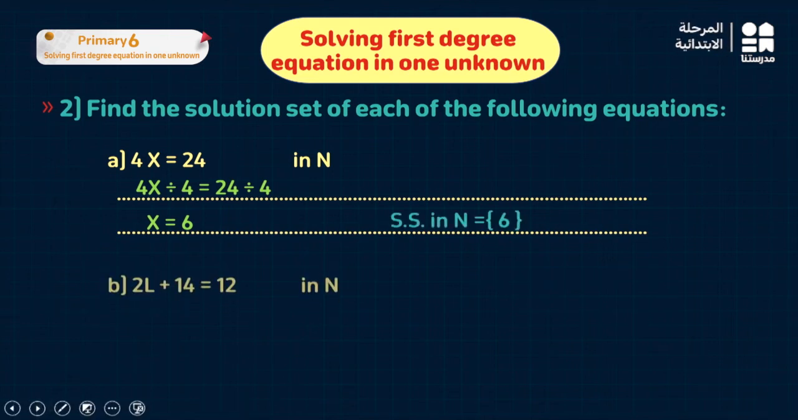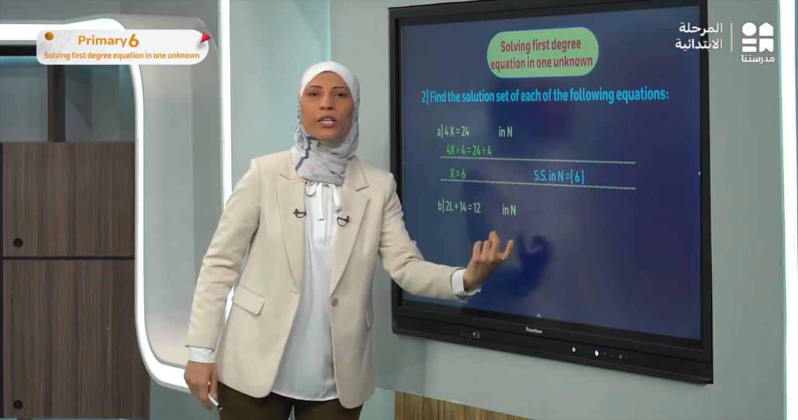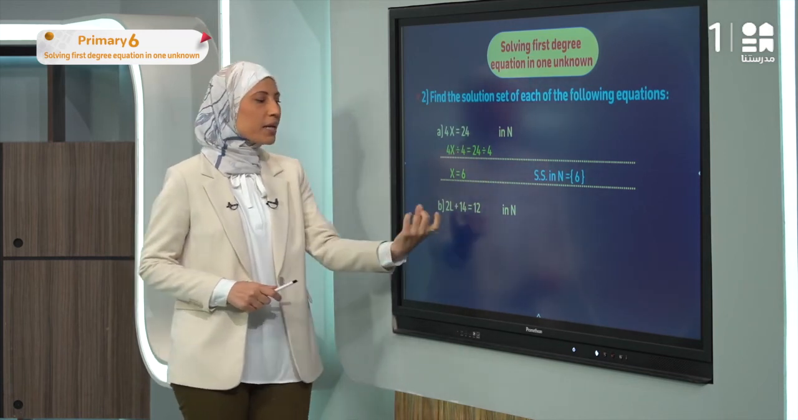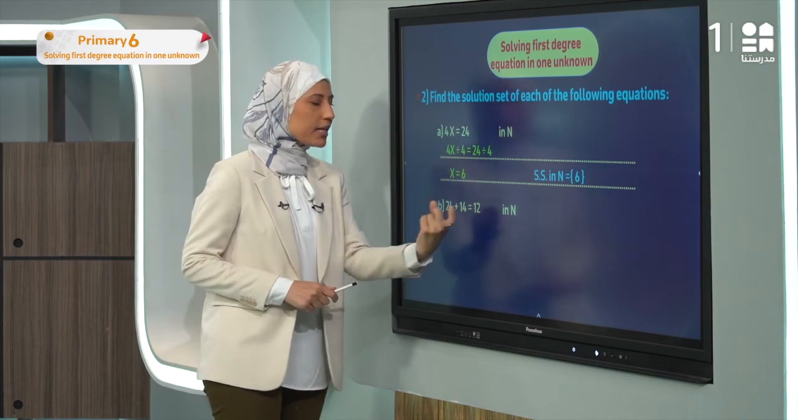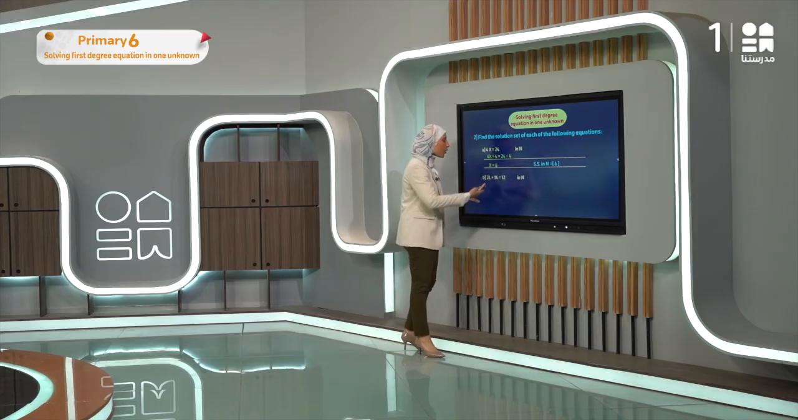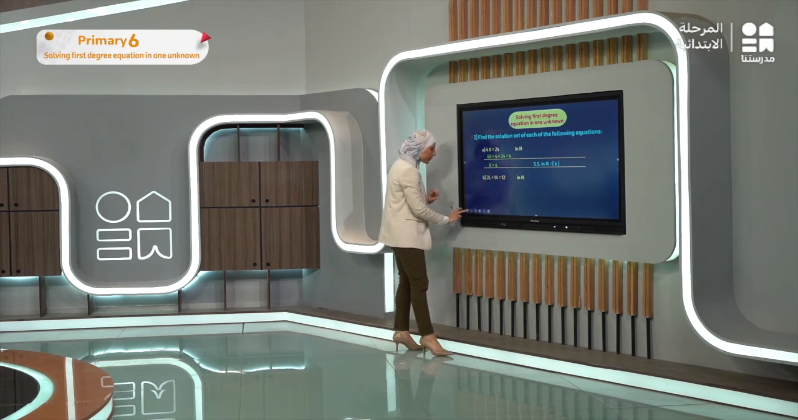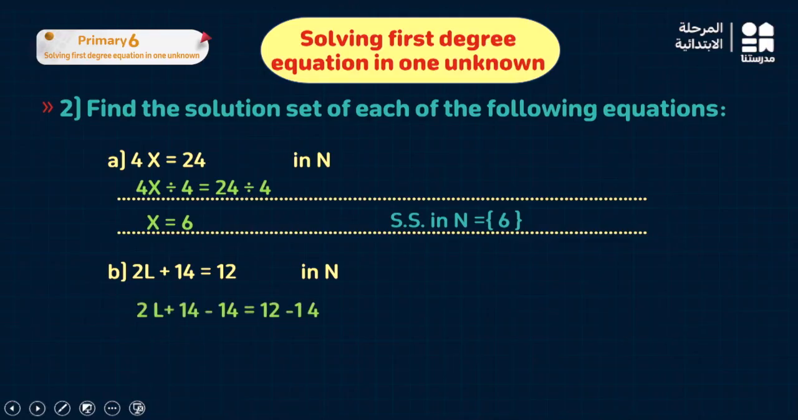Let's have the second exercise. I have 2l plus 14 equals 12. Also he wants me to find the solution set in N. So what will I do? 2l plus 14 equals 12. As we are used to, I want to simplify. The plus 14, I want to remove it completely and leave 2l alone. So I will subtract 14 on both sides. So it will be 2l plus 14 minus 14 equals 12 minus 14.